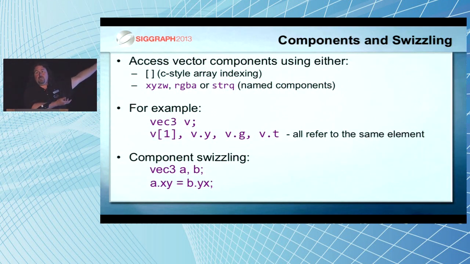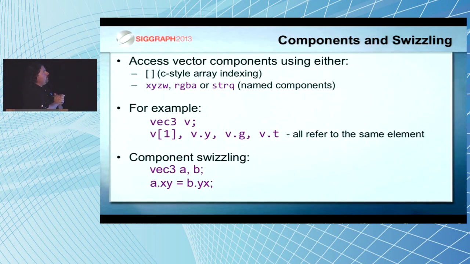There's no magic about it. If you say v.y, it is exactly identical to saying v.g, or in this case, v.t. But if you read your shader code, most people will go, oh, XYZ, positional stuff, ST, texture coordinates. So it's kind of the common language that you want to use for that.